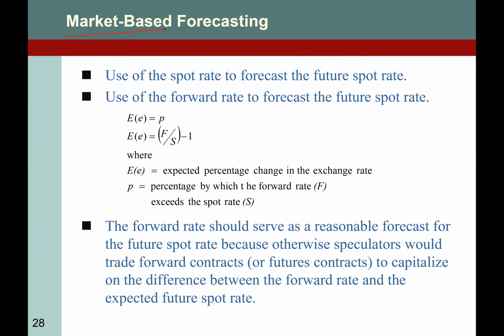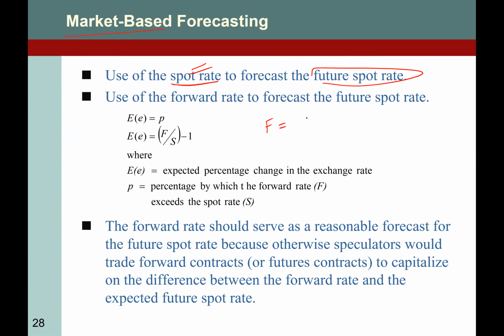Market-based forecasting. Market-based forecasting means when we use market data. What is going on in the market? What is the market data? Spot rate. If you use spot rate to predict the future rate, it means you are using market-based forecasting. It means all the variables or all the data you just copy from the forex market. So we know how we're going to predict the future.